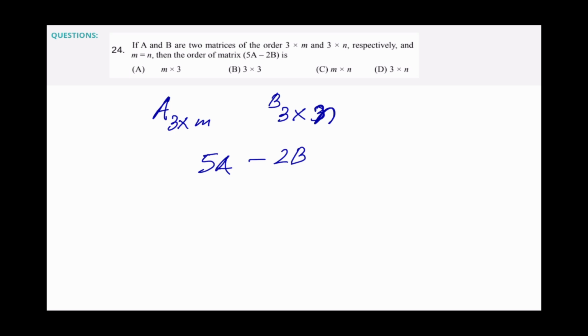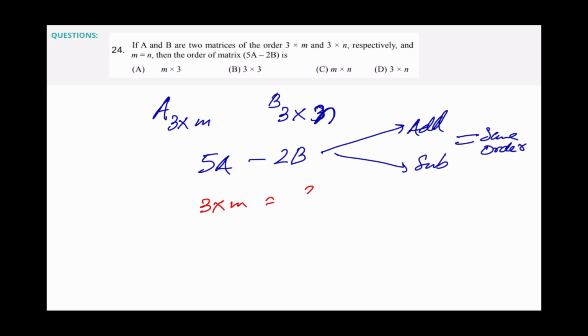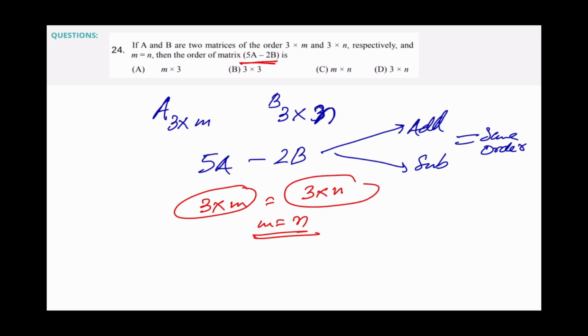Now we know addition and subtraction of matrices can only be done if they are of the same order. Correct. So 3 cross m has to be the same as 3 cross n. So directly we can say we got m equal to n, and it is already given also. So what is the order of this? So it will be 3 cross n or 3 cross m. We don't know the value of 3 cross 3, so 3 cross n is the correct answer. Because it should be of the same order.